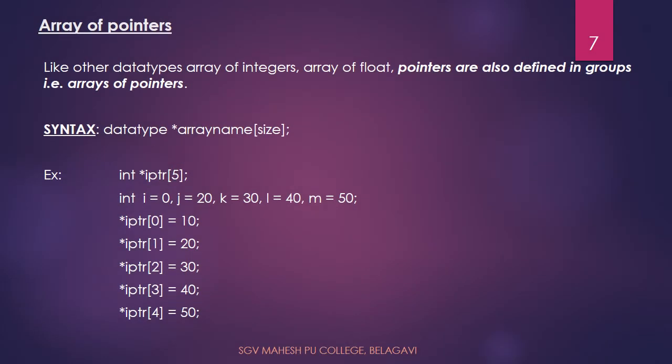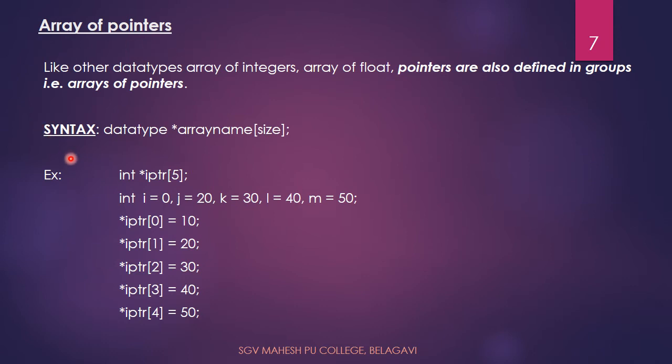Now let's see what we mean by an array of pointers. Like we have other data types, array of integers, array of characters or array of float, we also have an array of pointers. Array of pointers are nothing but pointers which are defined in terms of groups. That is called an array of pointers.